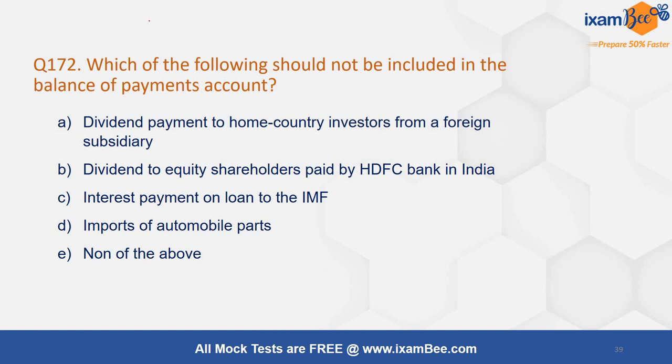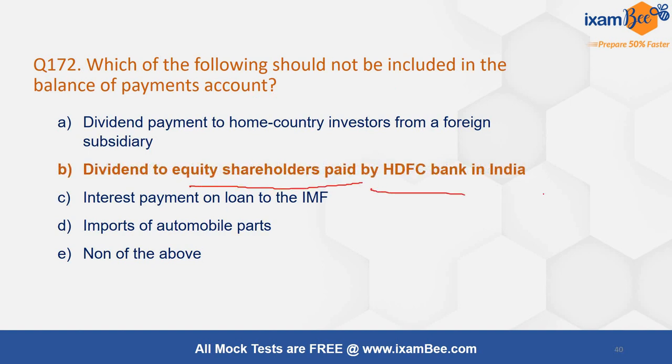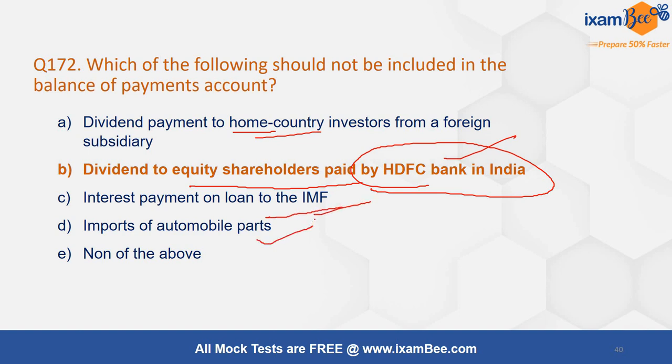Which of the following should not be included in the balance of payment account? BOP doesn't include this, and the correct answer here is dividend of equity shareholders paid by HDFC Bank in India. I think this is an easy question because this is a payment done by HDFC Bank within India. So how will it come in the BOP? Dividend paid by home country investors from a foreign subsidiary: see, a foreign country is involved here. Interest payment on loan to the IMF: here also. Import of automobile: here also foreign exchange is involved.